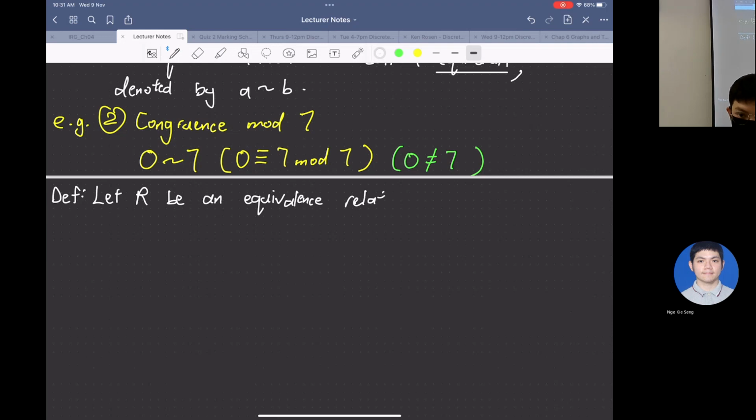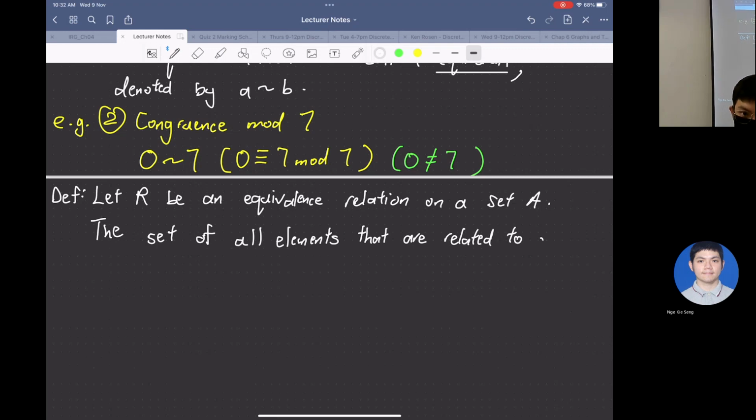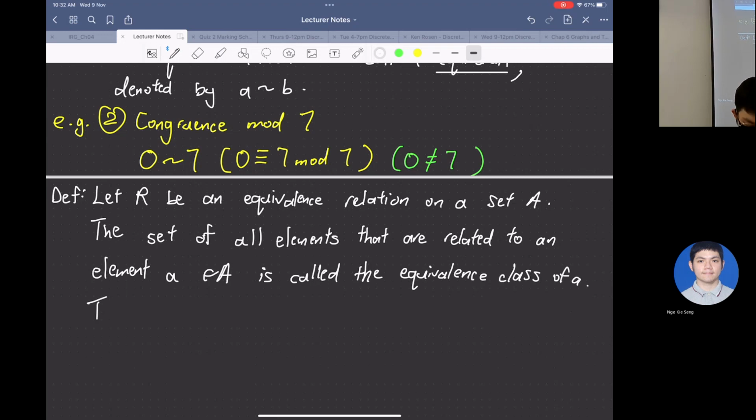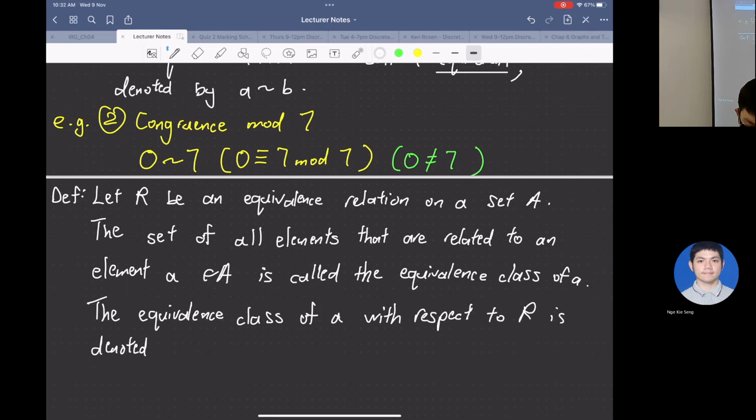The next one is actually this set. They form a class, called the equivalence class. Suppose we have an equivalence relation, then we can collect all the elements that are related to an element A. That is called the equivalence class, a set of A. The equivalence class of A with respect to the relation is denoted by square bracket A in your textbook. Sometimes I will just write A bar.